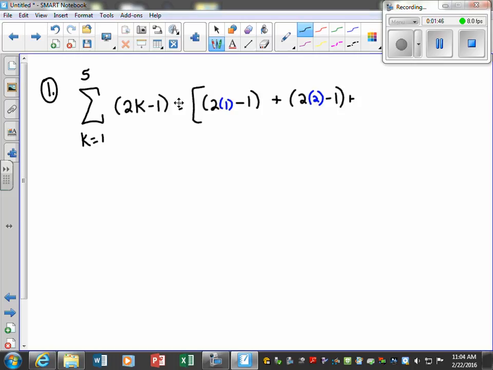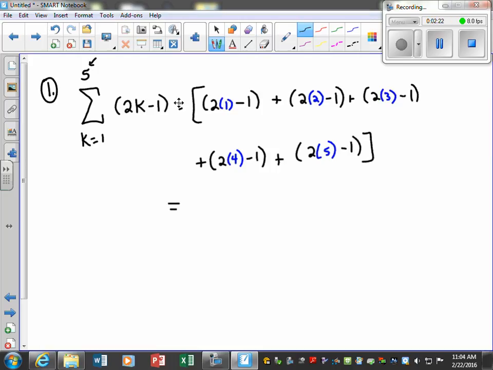plus 2. This time k will be 3, minus 1, plus, I'm going to continue down here. We'll have 2. This time k will be 4. And then my last term, I'm going to end at 5. That's where it tells me to end. So it's going to be 2. This time k will be 5, minus 1. Now let's go ahead and simplify that.